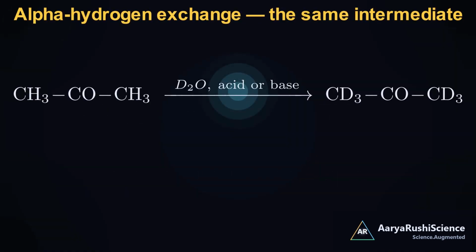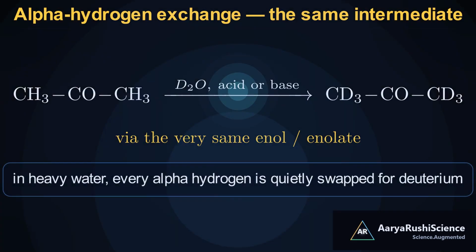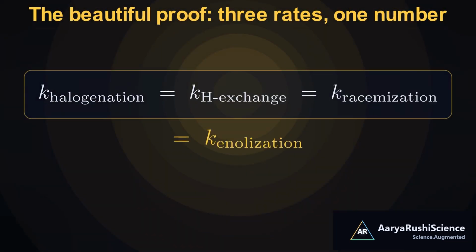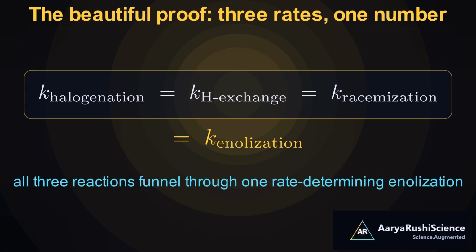The same enol or enolate explains alpha hydrogen exchange. In heavy water, every alpha hydrogen is quietly swapped for deuterium, through the very same intermediate. And here is the beautiful proof. For a given ketone, the rate of halogenation, the rate of hydrogen exchange, and the rate of racemization are all equal, because all three funnel through one rate-determining enolization.